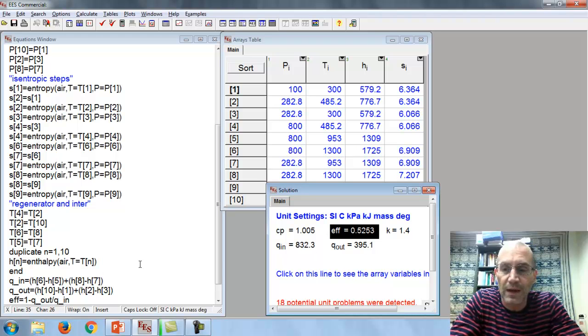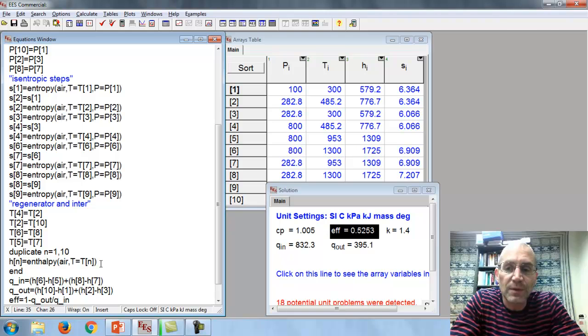Just to recollect what we did, we used the enthalpy function. It was pretty simple because we had all of our temperatures already, and then these are my isentropic steps, and we use the entropy function. Now for an ideal gas, enthalpy is only a function of temperature, but I'm accounting for a variable heat capacity here. Entropy is always a function of temperature and pressure, and I'm accounting for variable heat capacity by using the entropy and enthalpy functions. Alright, that's it.